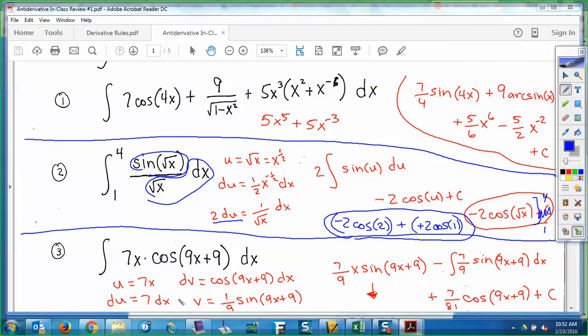And then sine that. Well, the antiderivative of sine is negative cosine. So that negative turns to a plus. And another 1/9 is going to kick out. So you had 7/9 there times another 1/9. That'd be 7 over 81. Okay? Anybody get that one?